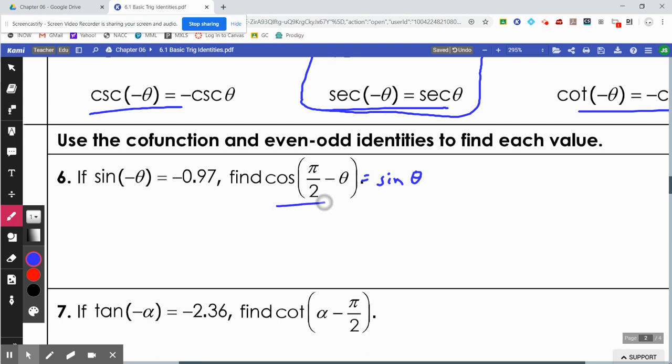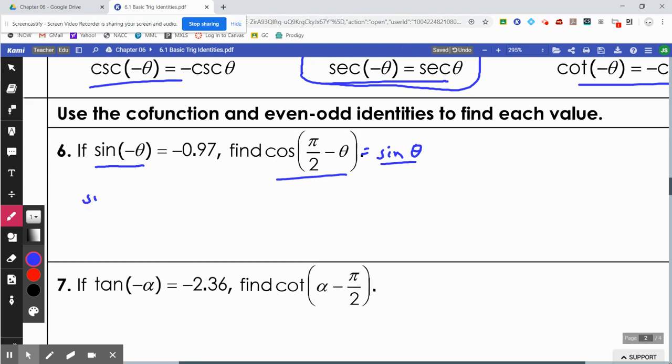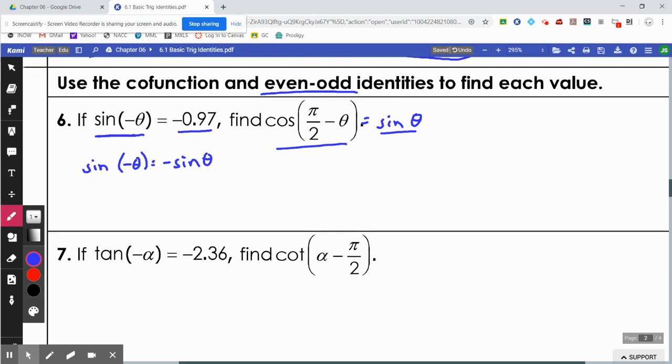So what we're looking for, this is going to be the exact same thing as this. Well, I know that it says the sine of negative theta by the even odd identities will be the same thing as the negative sine of theta. So if the sine of negative theta is negative 0.97, let me fill that in. That's negative 0.97 is equal to the negative sine of theta. So if I were to move that negative back over by dividing by -1, that makes this a positive now. So that means that the sine would be 0.97, which is what we're looking for.